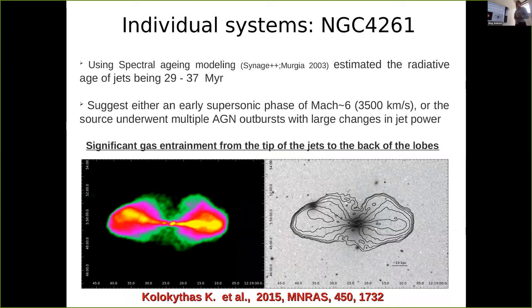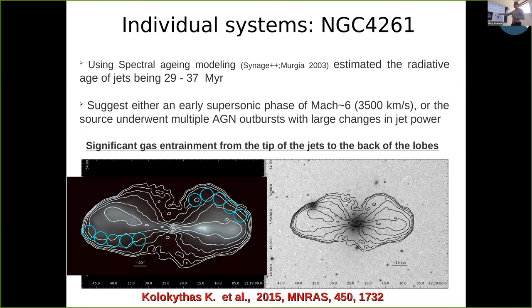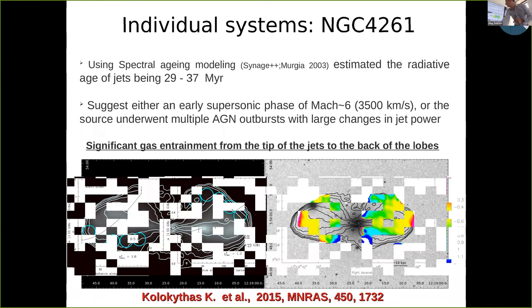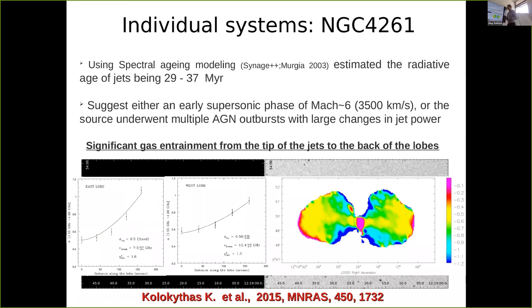Moving on to the next system, NGC 4261, a big jet system that spans around 80 kiloparsecs. We have used spectral aging models, the SYNAGE package by Murgia 2003, and we estimated the radiative age of the jets to be between 29 and 37 million years. So we suggest that either an early supersonic phase of Mach 6 has been the case, or the source has undergone multiple outbursts with large changes in jet power. We have done that by performing a point-to-point spectral index analysis, as you can see over here. And these are the plots where we have the model running to find the break frequency and calculate the radiative age that I just mentioned.